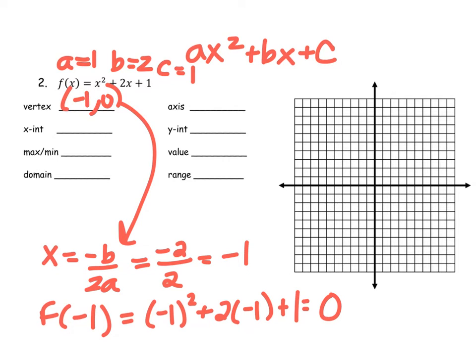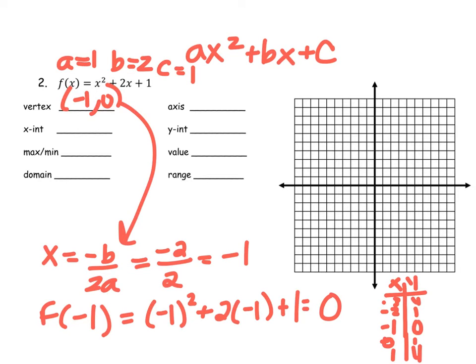So to graph the function, I'm going to make a table putting negative 1, 0 in the middle, going 2 above and 2 below. And so when I plug in negative 3 to the function and I do negative 3 squared plus 2x plus 1, I get out 4. When I plug in negative 2, I get out 1. When I plug in 0, I get out 1. And when I plug in 1, I get out 4.